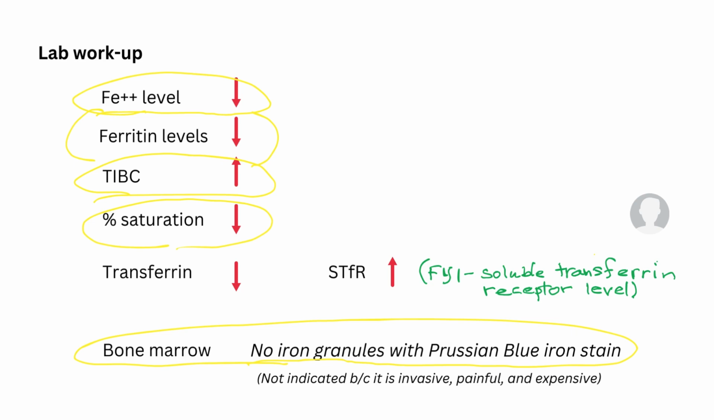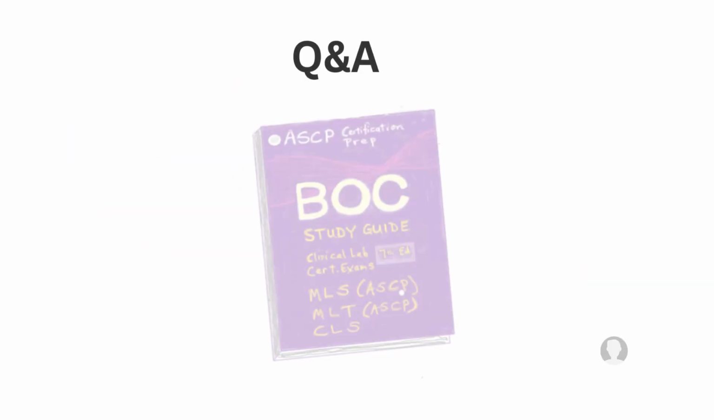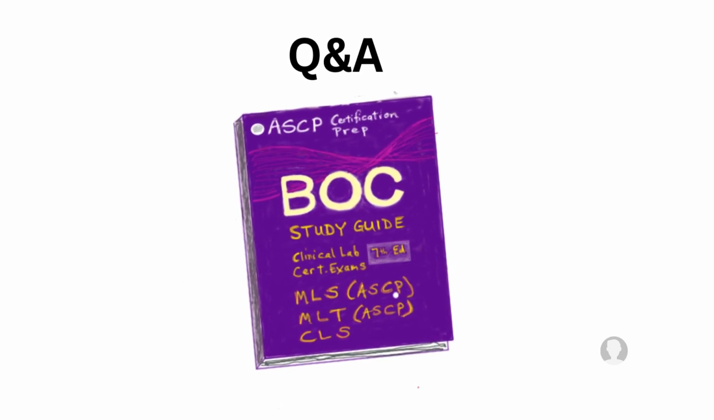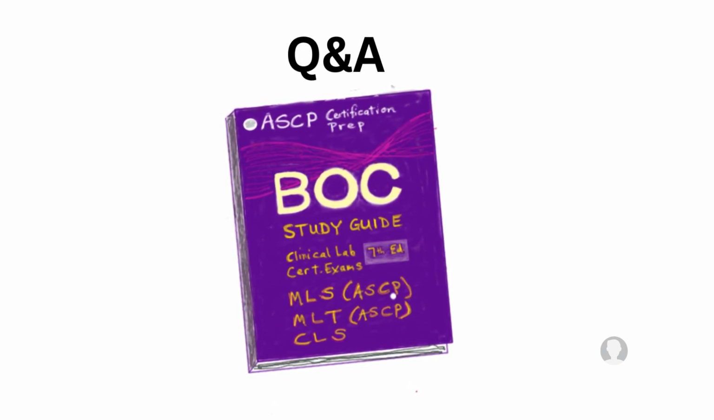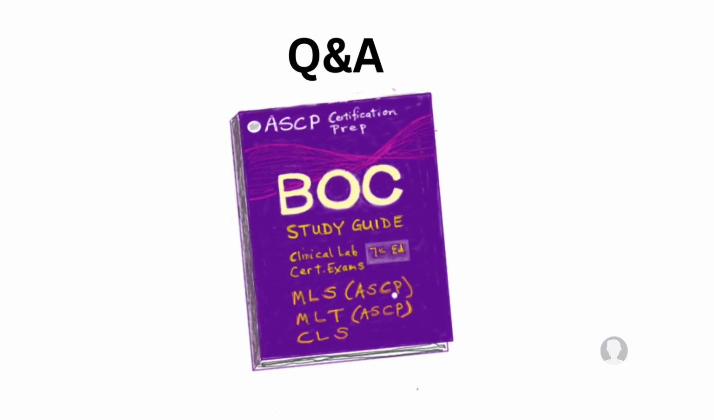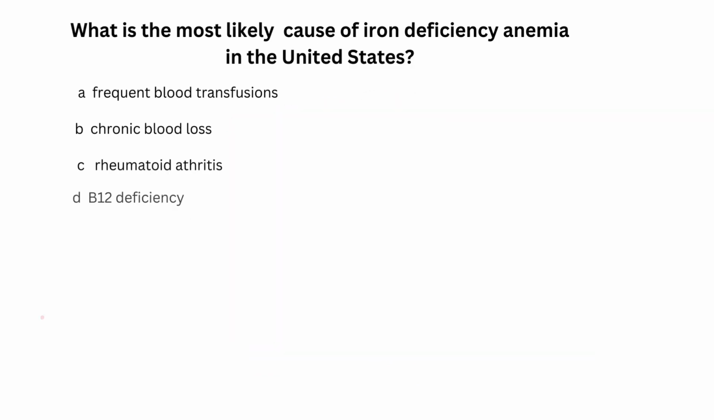And note that usually bone marrow is not indicated for iron deficiency anemia workup. And if they did do a bone marrow, there's no iron granules with Prussian blue iron stain. And usually they would just give iron supplements and then see the response to the levels before they would even consider a bone marrow. Let's review some question and answers that are modeled after the ACP Board of Certification Study Guide, and they are similar with the concepts but not identical.